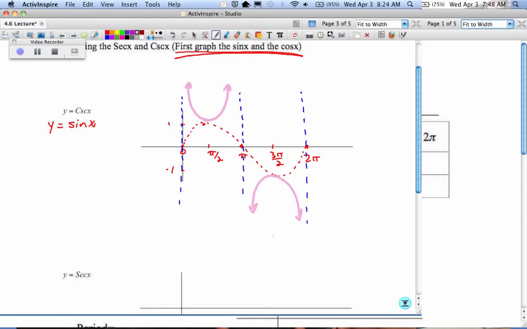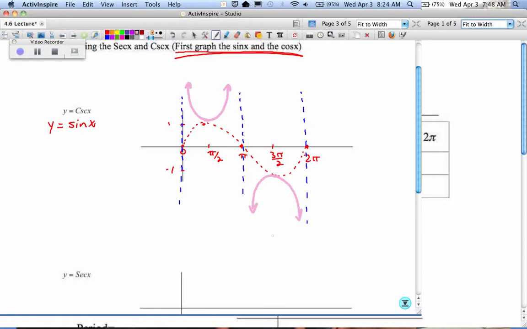So what did we use the sine for? Wherever the sine curve touched the midline, we put the vertical asymptotes in because that's undefined for our cosecant function. Then on the maximums and the minimums of the sine curve is where you draw the U-shaped graph, and it will go away from the sine or cosine curve.